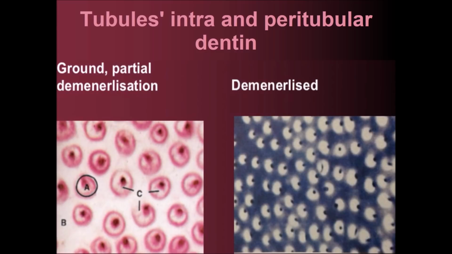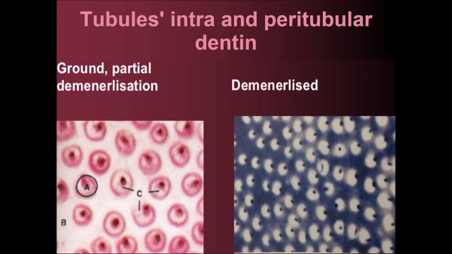In this image we will talk about the types of dentin according to the composition, the intertubular and the intratubular dentin. Another name for the intratubular dentin is the peritubular dentin. This is a partially decalcified section. Here is a demineralized section. You can see here B. B refers to the dentin between the dentinal tubules, which we call the intertubular dentin. A refers to the dentinal tubules.